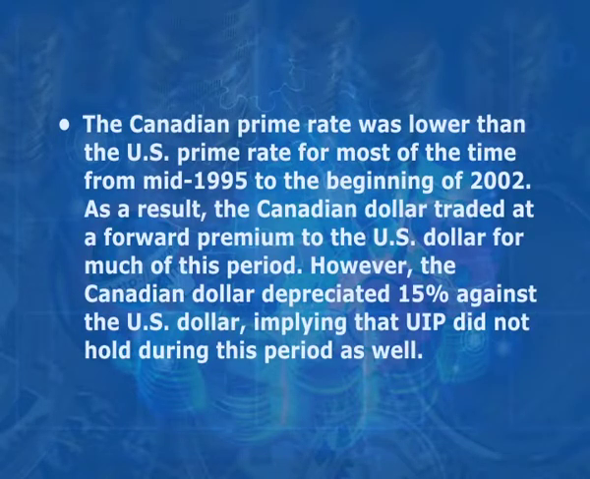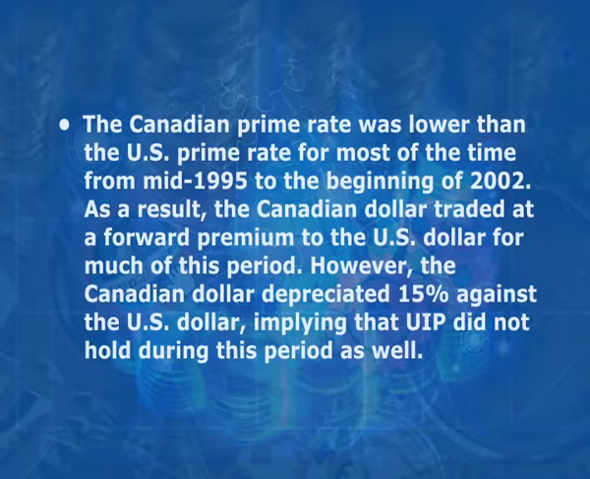The Canadian prime rate was lower than the US prime rate for most of the time from mid-1995 to the beginning of 2002. As a result, the Canadian dollar traded at a forward premium to the US dollar for much of this period. However, the Canadian dollar depreciated 15% against the US dollar, implying that UIP did not hold during this period as well.